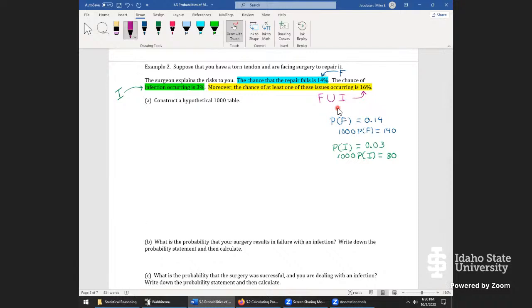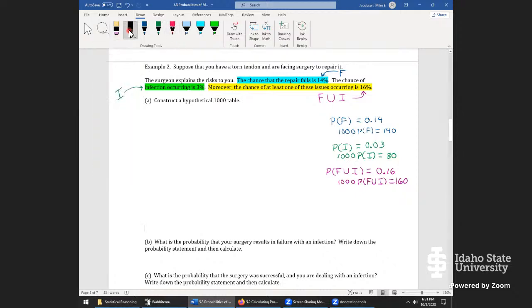Now, here's the tricky one. Anytime you have a union symbol, like what's happening here, there's an implied or statement. This one is not as easy as example 1, so we'll make a really big deal of the follow-up steps we have to make. But we can still start by saying probability of a failed surgery, union infection, is 0.16. So 1,000 times that will come out as 160. So we have our key numbers here on the right.